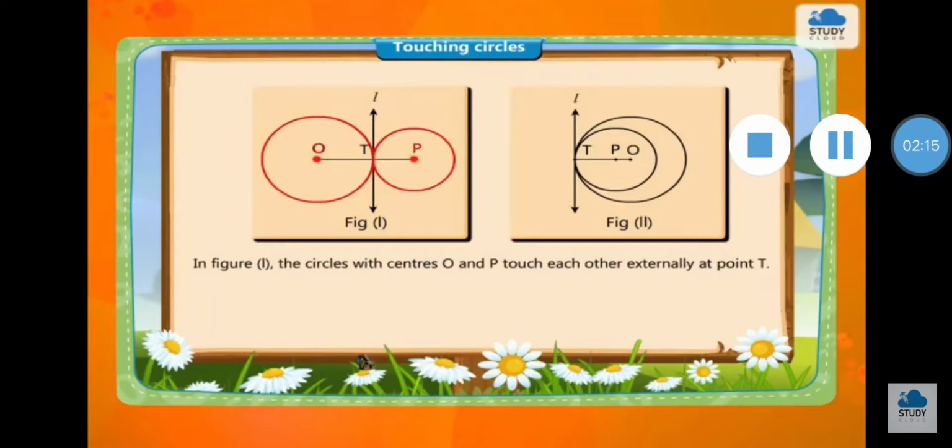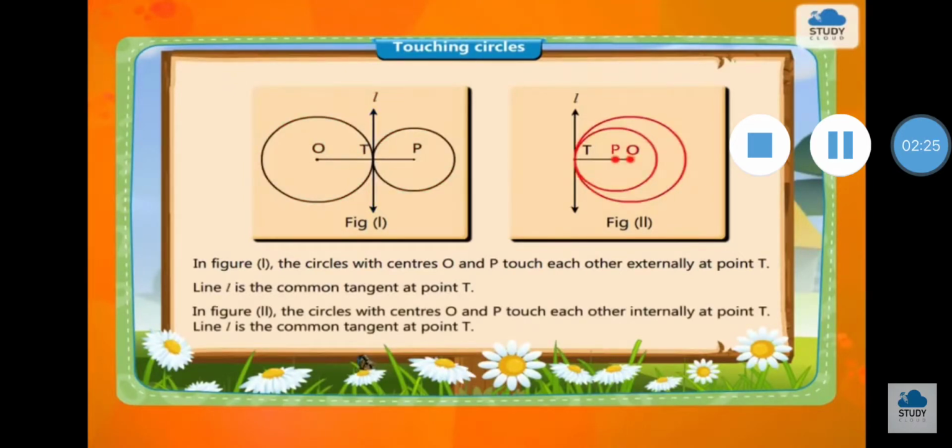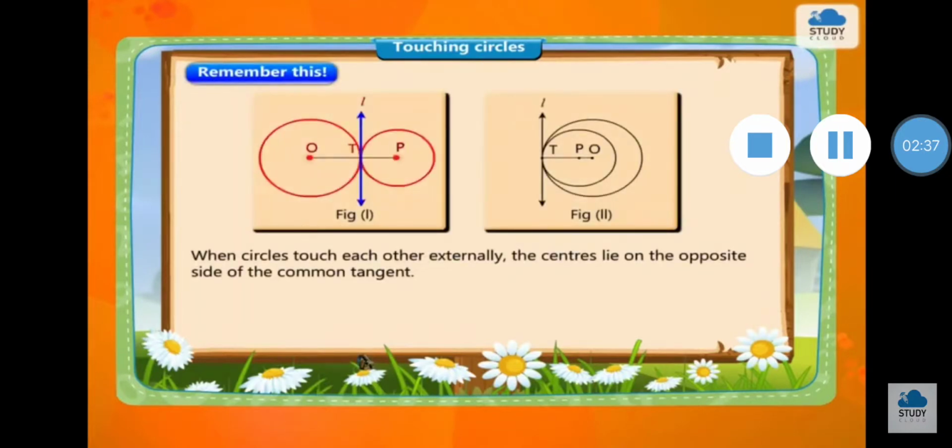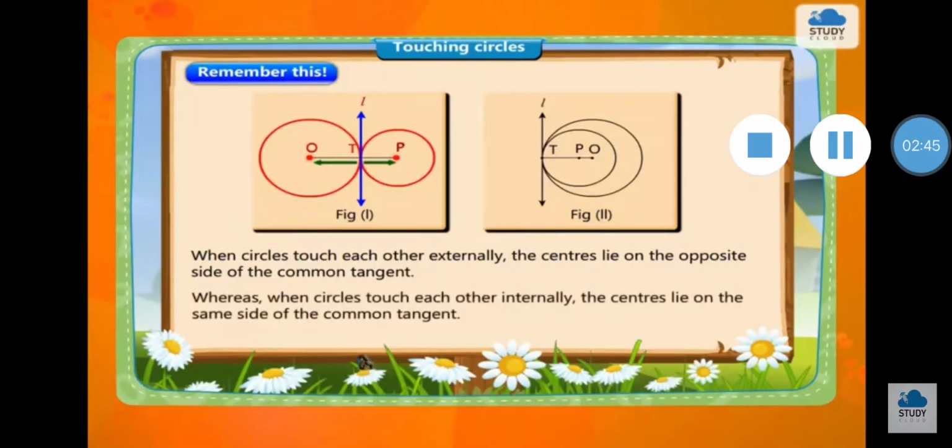In the first figure, the circles with centers O and P touch each other externally at point T. Line L is the common tangent at point T. The circles with centers O and P touch each other internally at point T. Line L is the common tangent at point T. Remember this: when circles touch each other externally, the centers lie on opposite sides of the common tangent, whereas when circles touch each other internally, the centers lie on the same side of the common tangent.